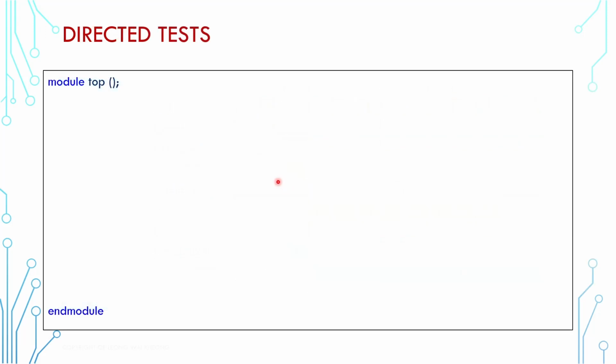We can start with a top-level module. There are 4 areas we need to deal with. First one is to create a bunch of wires, and then we instantiate the design. Using the wires, we can control the design inputs and we can monitor the design outputs. Now let's look at it one by one.